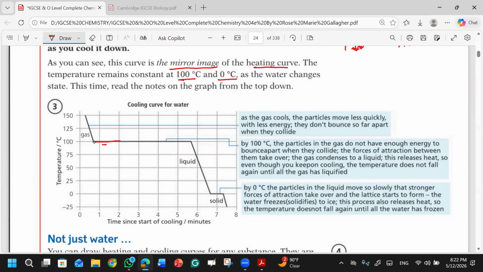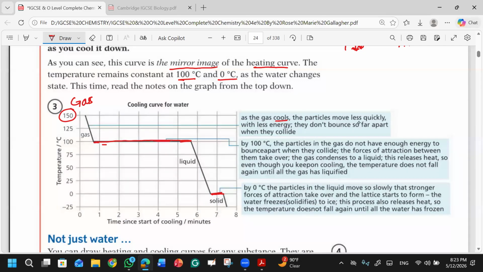At 100 degrees, you see this line. This is constant at 100 degrees. And for 0 degrees, you also have a constant line for a few minutes. Why is this so constant? Initially, we started from 150, the higher temperature. So it means there was a gas at this temperature, right? And now you are cooling it. So when you cool it down, what will happen?